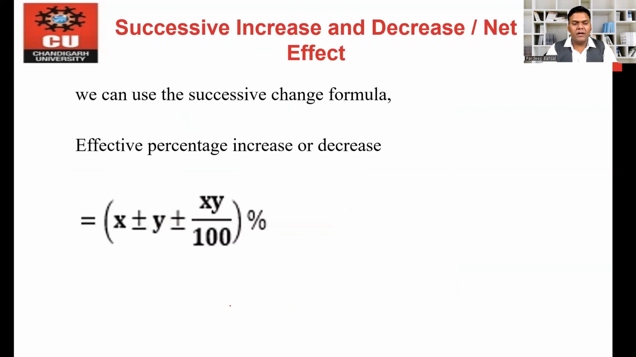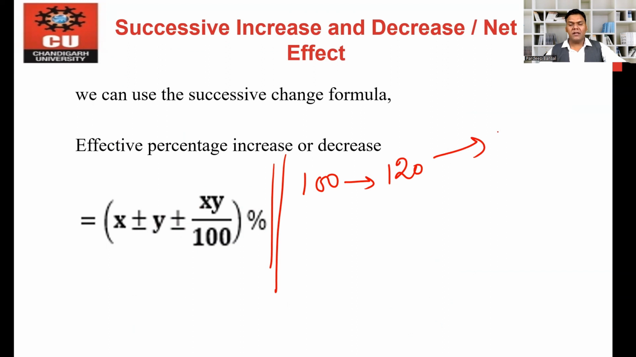So let's go ahead to the second concept of the day, successive increase or decrease. Now, what do I mean by successive increase? Let's understand the concept first. I bought a pen, let's say for 100 rupees. After a week, the shopkeeper increased the price to 120. He again increased it to 130. Now the question arises, what is the overall increase or decrease in the price of this pen?